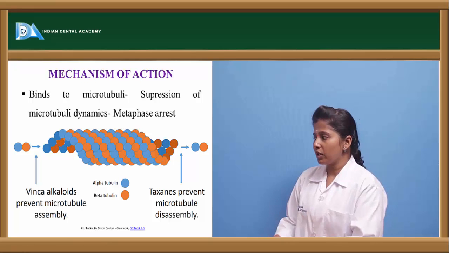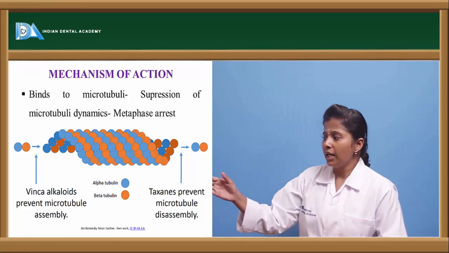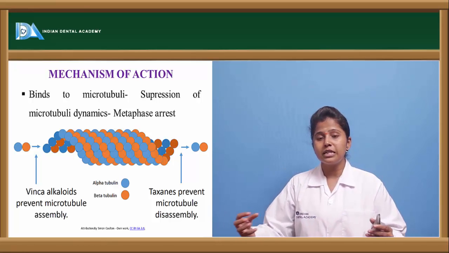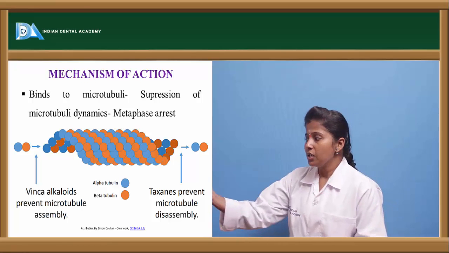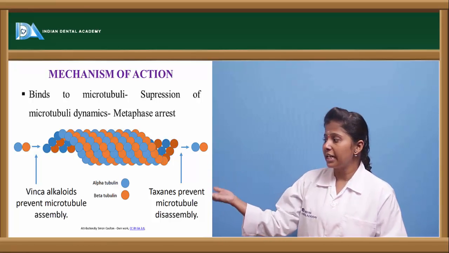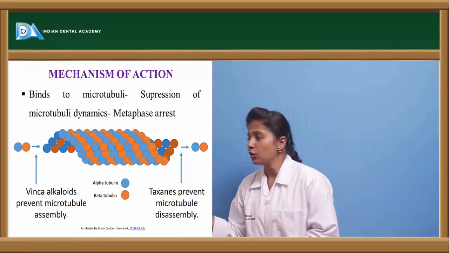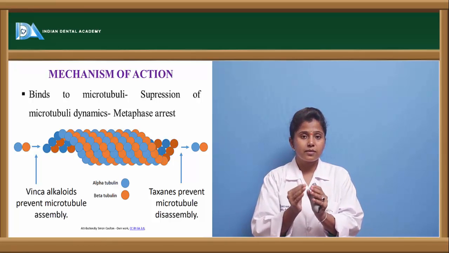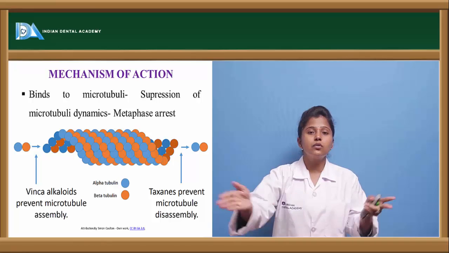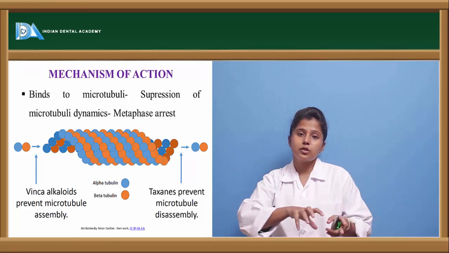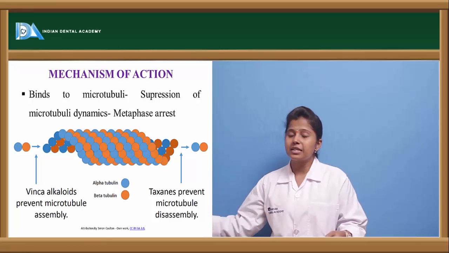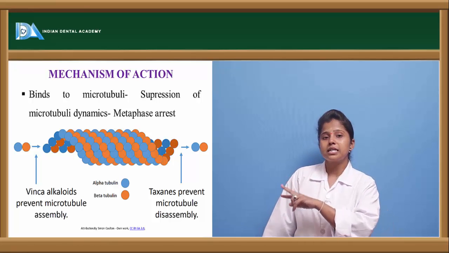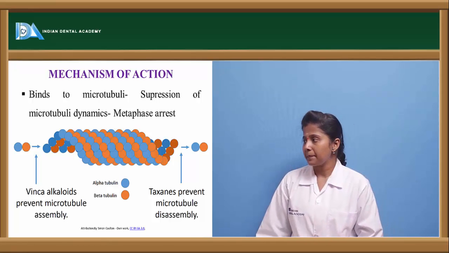Here we can see the pictorial representation. These Vinca alkaloids bind to the microtubule, and thereby prevent the microtubules from assembling together to form the spindle fibers. But if you see taxanes, they prevent the microtubule disassembly. Once the microtubules are formed, they assemble together to form spindle fibers, and again they dissociate to form the different spindle fibers in order to replicate. The disassembling of this microtubule is prevented by these taxanes. So the binding site is differing, but the mechanism is the same.